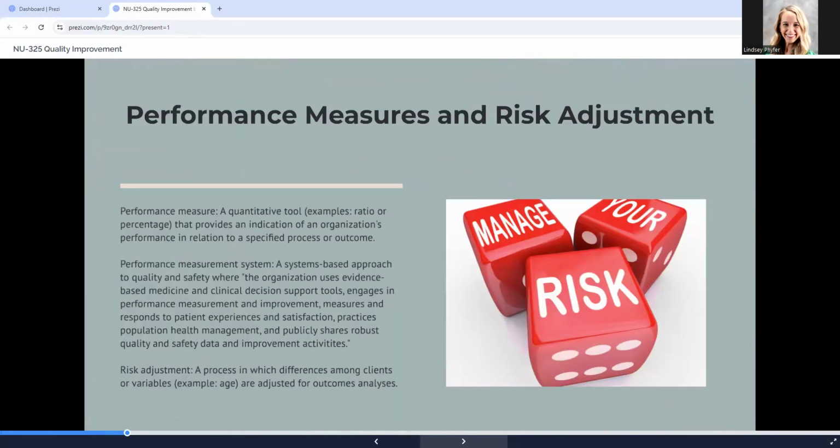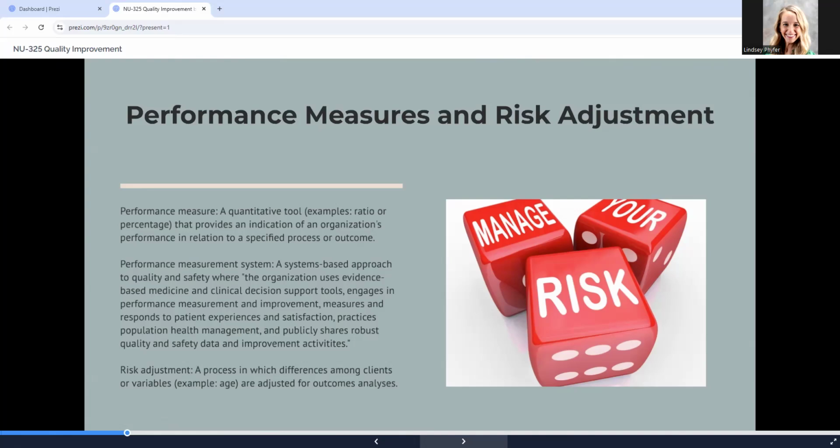So performance measures and risk adjustment. A performance measure is a quantitative tool. So an example of a quantitative tool is something like a ratio or percentage. Quantitative means something to do with numbers, basically. And that quantitative tool provides an indication of an organization's performance in relation to a specified process or outcome. A performance measurement system is a systems-based approach to quality and safety where the organization uses evidence-based medicine and clinical decision support tools. It engages in performance measurement and improvement, measures and responds to patient experiences and satisfaction, practices population health management, and publicly shares robust quality and safety data and improvement activities.